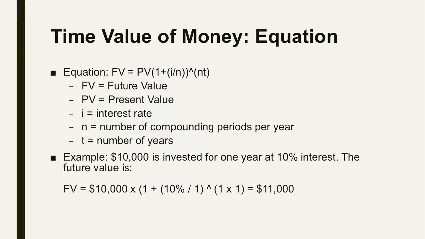This is the equation for calculating the time value of money. It may look a little complicated, but it is simple once broken down, where FV equals the future value, PV equals the present value, I is the interest rate, N equals the number of compounding periods per year, and T equals the number of years. For example, if $10,000 today were invested for 1 year at a 10% interest rate, the future value would be $11,000. This shows that if you were given the option to receive $10,000 today or $10,000 in 1 year, it's more valuable to take that money now and let it grow.